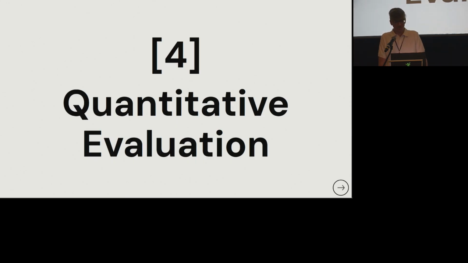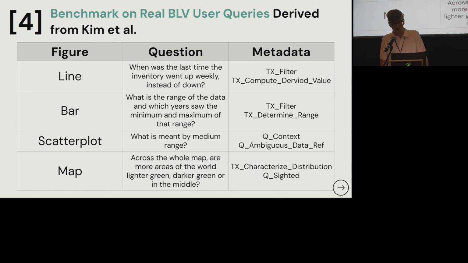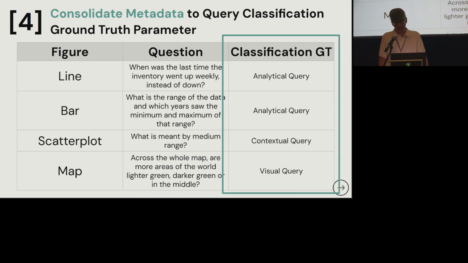Following our system implementation, we then had a quantitative evaluation. As mentioned before, we benchmarked on an existing data set of real blind user questions, which contained fields for the figure, the question, as well as metadata explaining the question types. We consolidated the metadata into our 3 classification types.